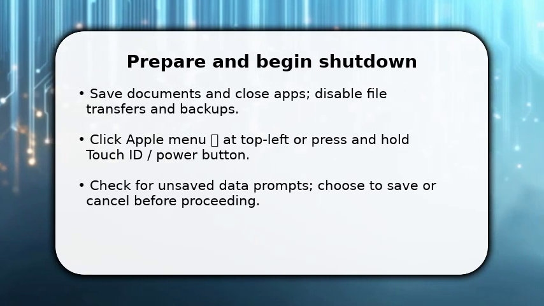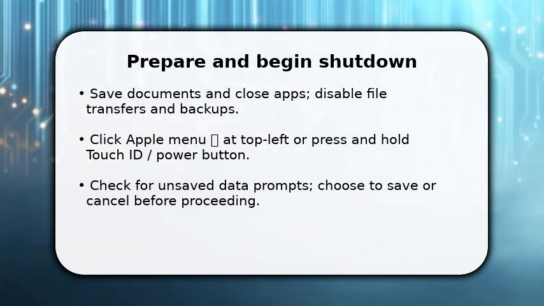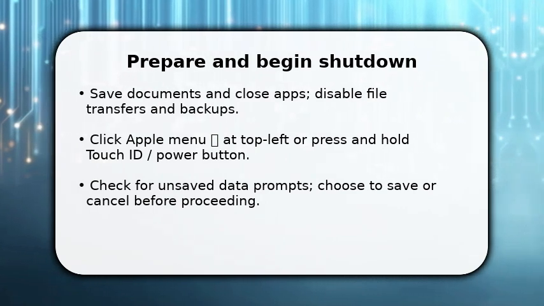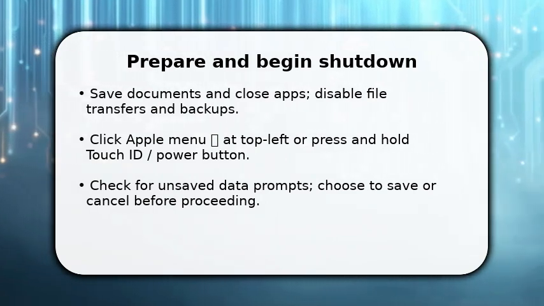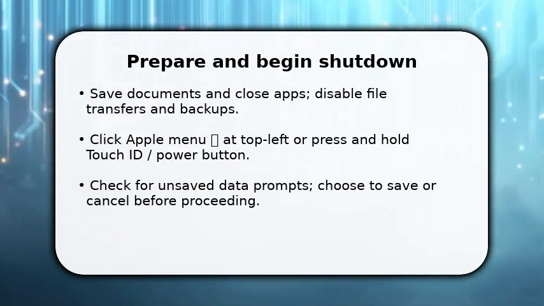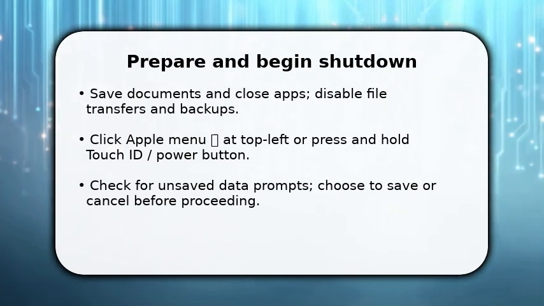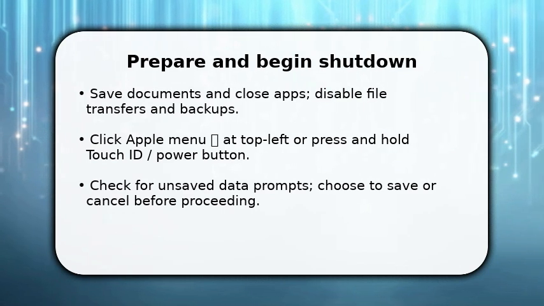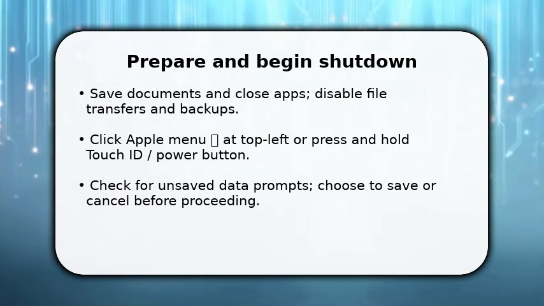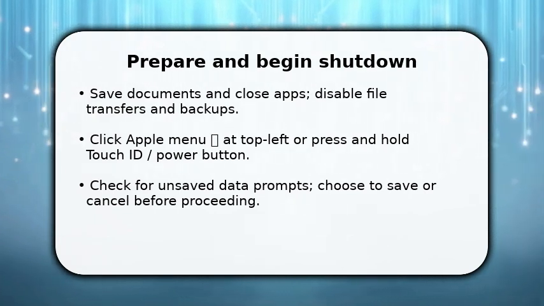You start by protecting your work. Save files and close any apps using network or disk. Once done, click the Apple menu at the top left or press and briefly tap the Touch ID/Power button to reveal power options. Make sure to stop Time Machine or large transfers so the disk is idle. If a warning appears about unsaved changes, address it now. You want a clean shutdown to avoid corruption and to speed the process.